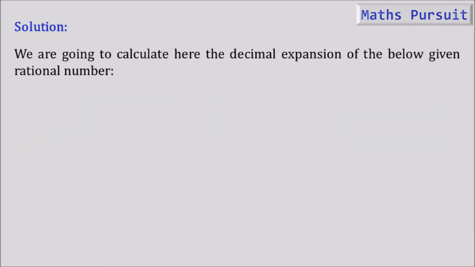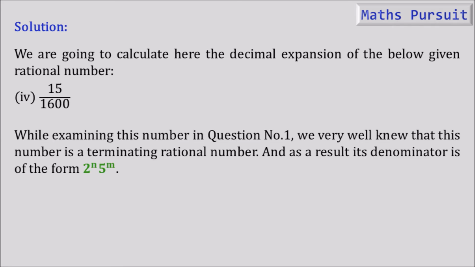Solution. We are going to calculate here the decimal expansion of the given rational number, and the number is 15 by 1600. And guys, we already did this one in question number 1, and we very well know that this number is a terminating rational number, and as a result its denominator is of the form 2 to the power n and 5 to the power m.